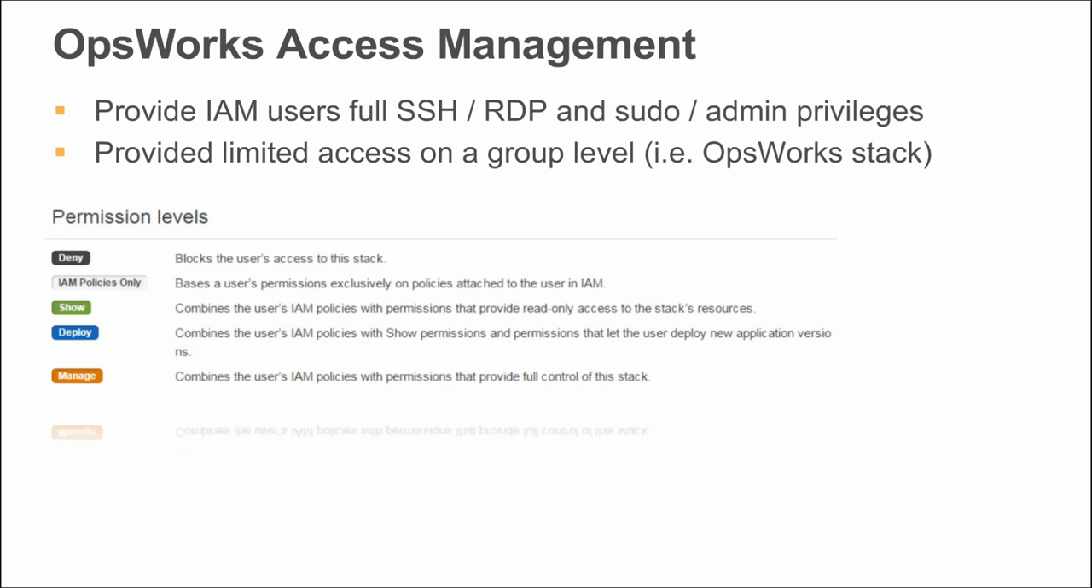I can also apply SSH or RDP and enable sudo or admin privileges all the way down to the instance. That means I can have an IAM user have SSH access and sudo privileges on a specific instance as a part of a specific stack. And this all happens directly through OpsWorks. You don't have to log into the instance, but if you do, we make sure that the IAM user has the relevant permissions. So in this scenario, you can have OpsWorks handle all the access management for your underlying resources for every stack that you manage.